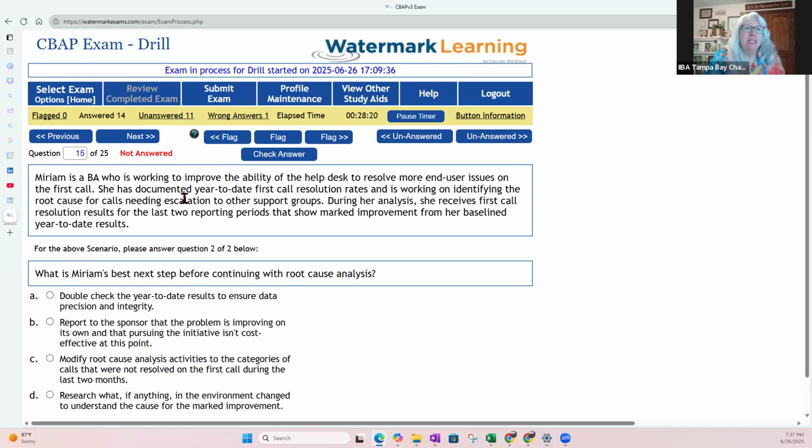What is Miriam's best next step before continuing with root cause analysis? She's going to double check the year-to-date results to ensure data precision and integrity. She's going to report to the sponsor that the problem is improving on its own and that pursuing the initiative isn't cost-effective at this point. She's going to modify root cause analysis activities to the categories of calls that were not resolved on the first call during the last 2 months, focusing only on current, or researching what, if anything, in the environment changed to understand the cause of the marked improvement.